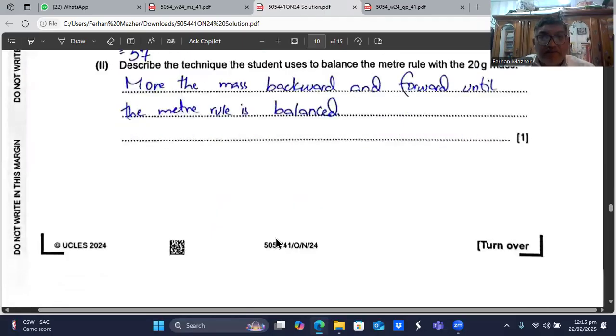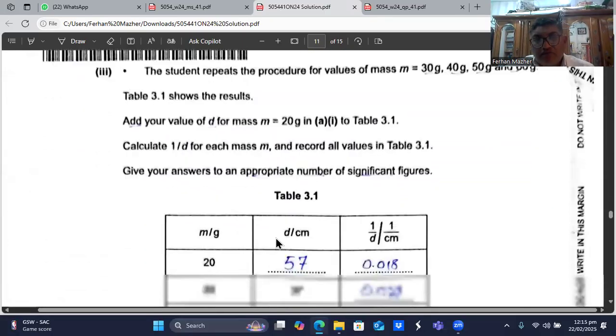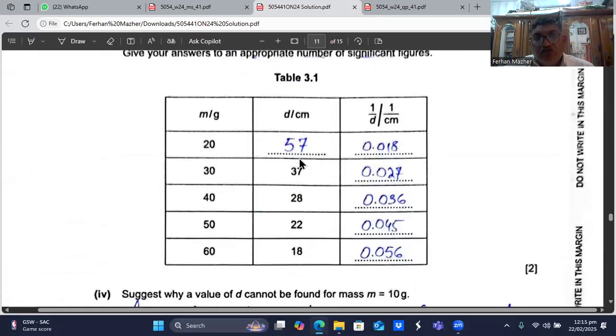Okay, so let me show you. When I divide 1 by 57, that will be 0.018. When I divide 1 by 37, I get 0.027. 1 divided by 28, I get 0.036. And 1 divided by 22, that will be 0.045. And 1 divided by 18, that will be 0.056.